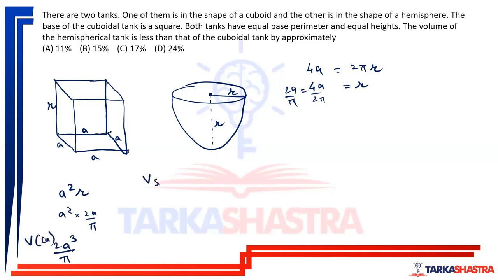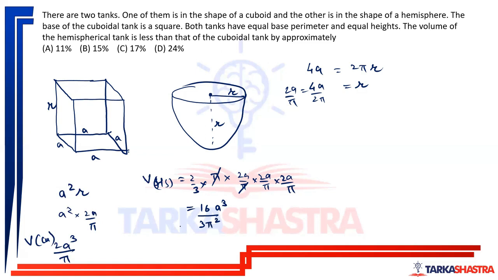Volume of the hemispherical tank will be 2 by 3 pi R cube. R cube will be 2A by pi, 2A by pi, 2A by pi. Barabar, this is how you find out R cube. So this pi gets cancelled. So total it will be 16 A cube by 3 pi square.